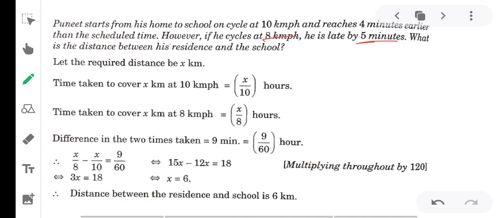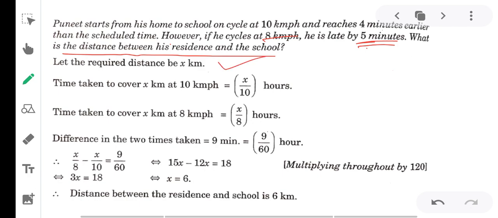Okay, the difference between the two times is 9 minutes. One is 4 minutes earlier and this one is 5 minutes late. So the difference is 9 minutes. What is the distance between his residence and the school? Okay, so let the distance be x kilometers.